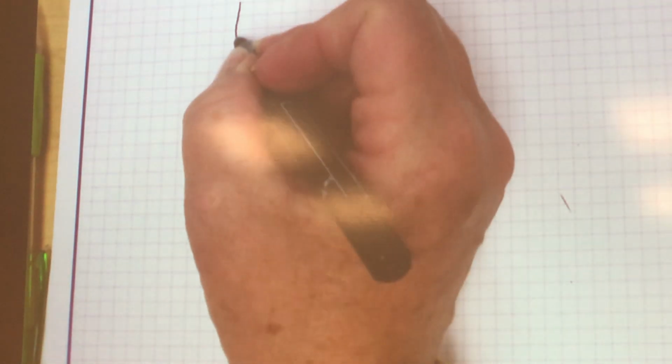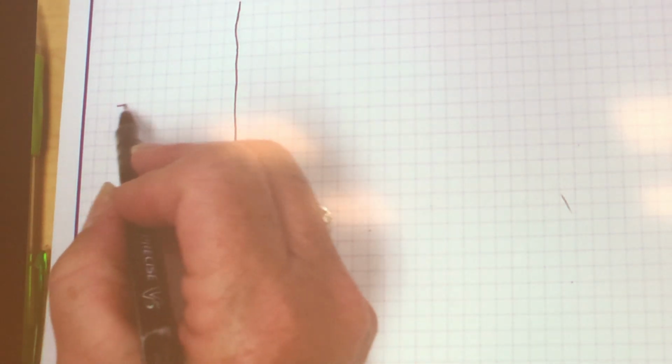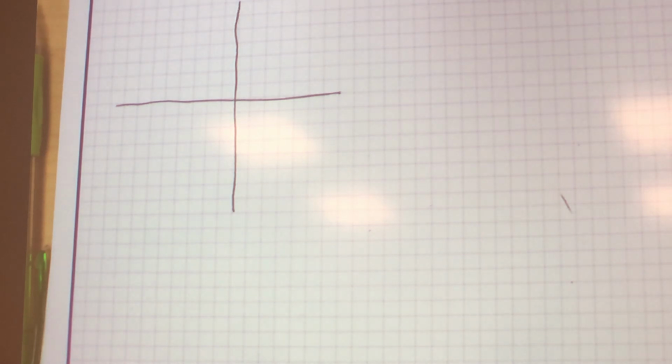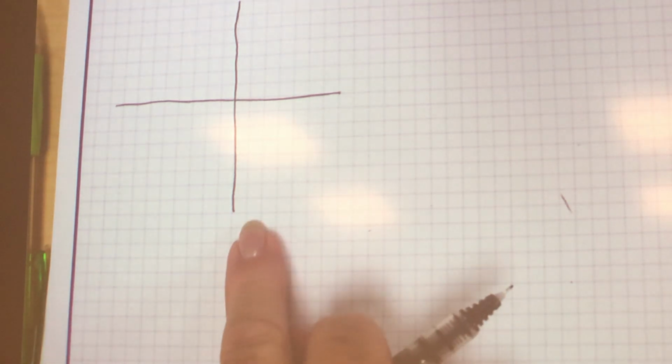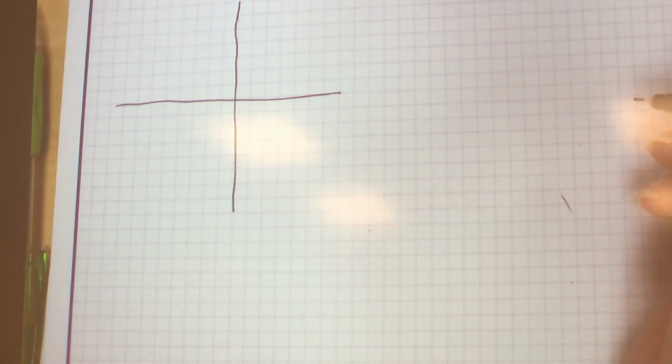So I want you to draw a coordinate plane. Go ahead. Okay, so draw you a coordinate plane, an x and y axis, okay? And this is what a piecewise function is going to look like, okay?